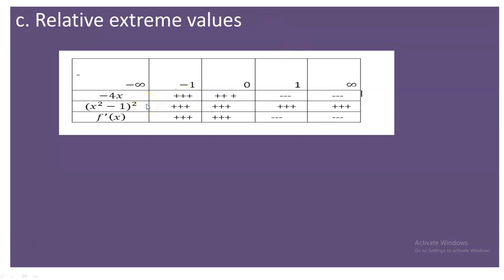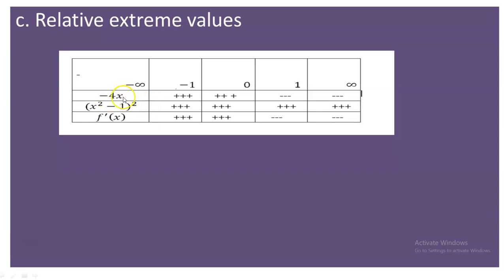So here the case, minus 4x is here, and x squared minus 1 the whole squared is here. Your first derivative is also written here. So minus 4x gets 0 when x is 0. X squared minus 1 the whole square gets 0 when x is either minus 1 or positive 1.